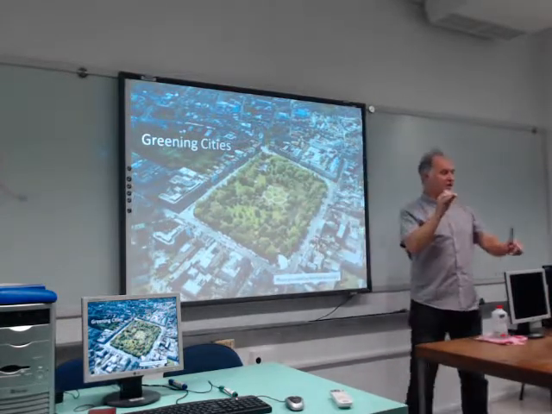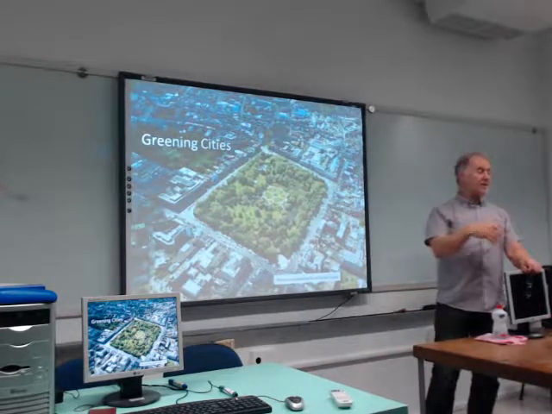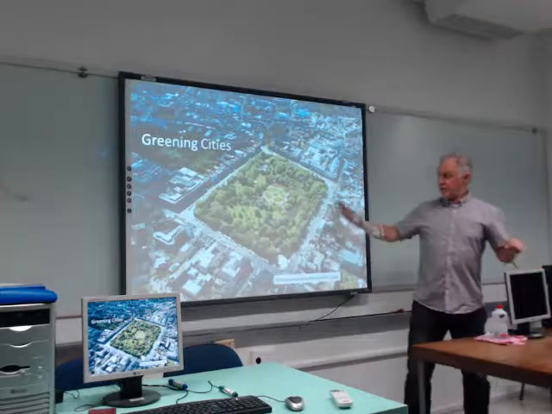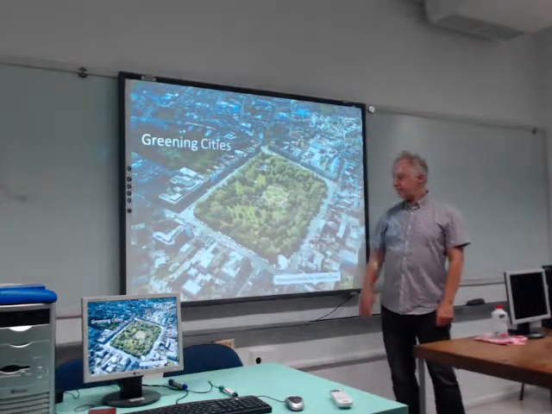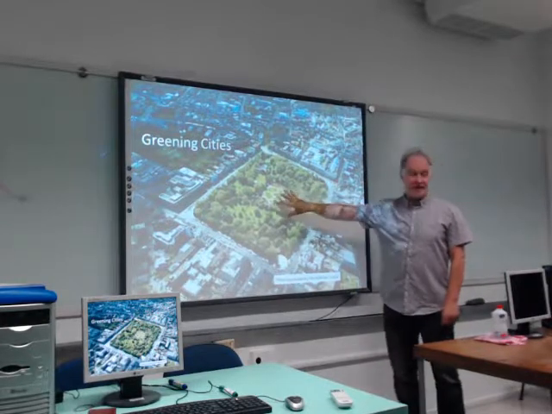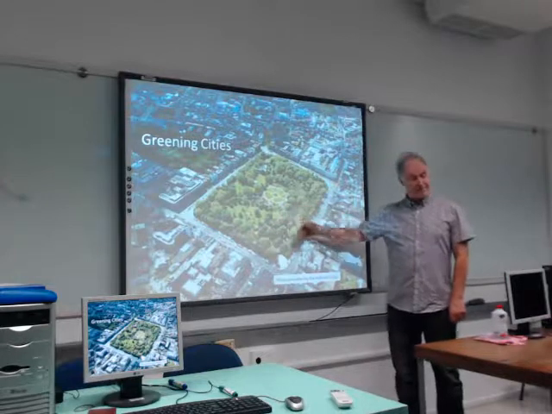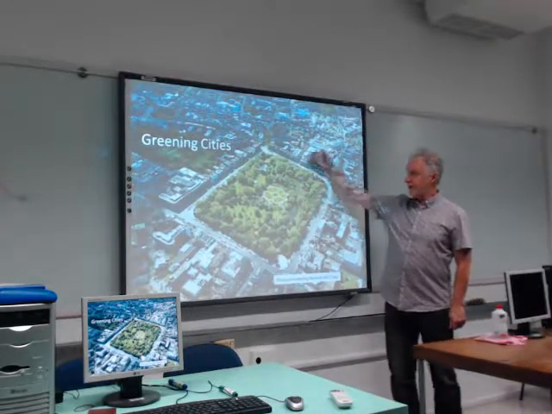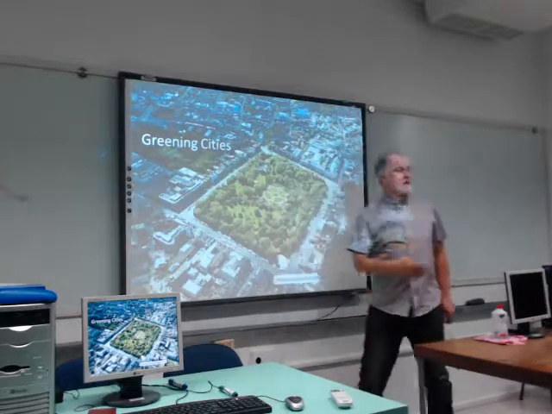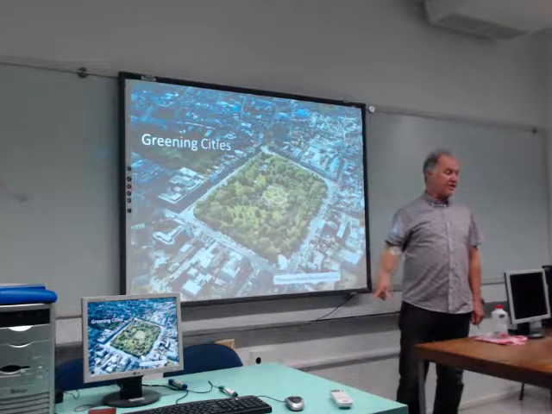Now, one of the arguments made about why we should green cities is that it is inherently good because it creates a little bit of rural environment inside the city. Anybody who lives nearby can get access to it. But it's also argued that the green space provides facilities that extend beyond the boundary into the surrounding area. Now, in our case, this was a central park in the middle of the city.